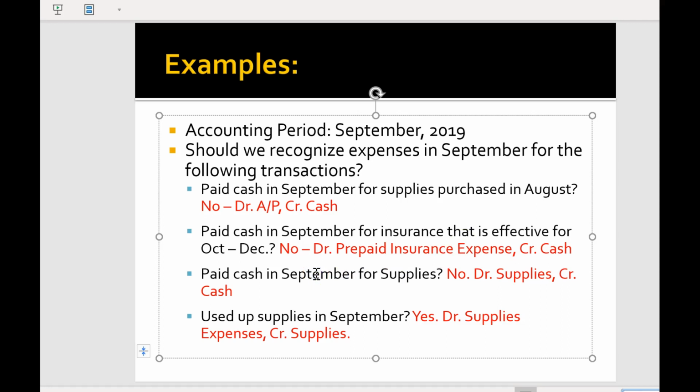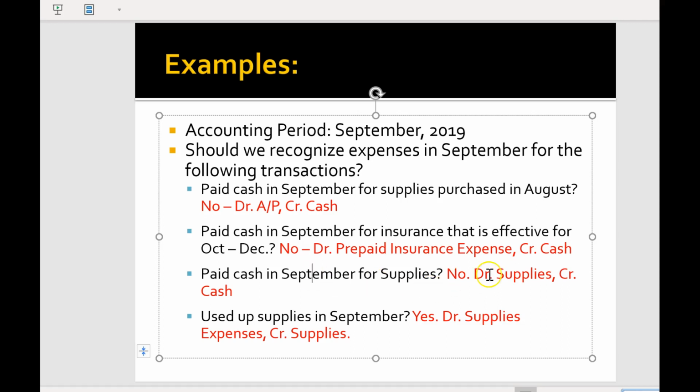Third, pay cash in September for supplies. Okay, is it an expense? This is one of the situations that most of my students get confused of. Most of them say that I paid for supplies, so I debit expense. No, you don't, because you didn't use the supplies. You are just buying the supplies. So let's say if you have a pen sitting in your drawer for hundreds of years, it never becomes an expense because you never use it.